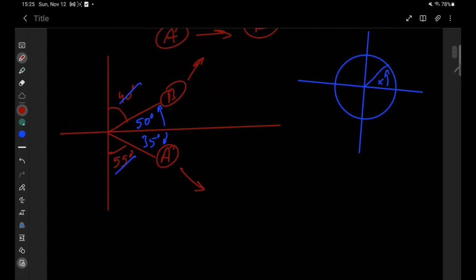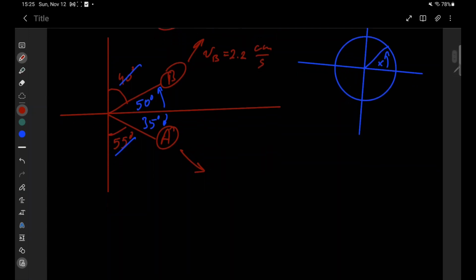So, oh yeah, by the way, there is one more piece of information. That's the velocity after impact of B, which is 2.2 centimeters per second, which is also a weird measurement, but okay, coins, I guess.